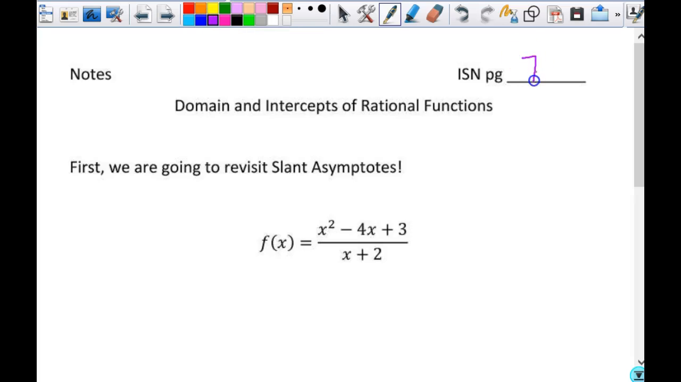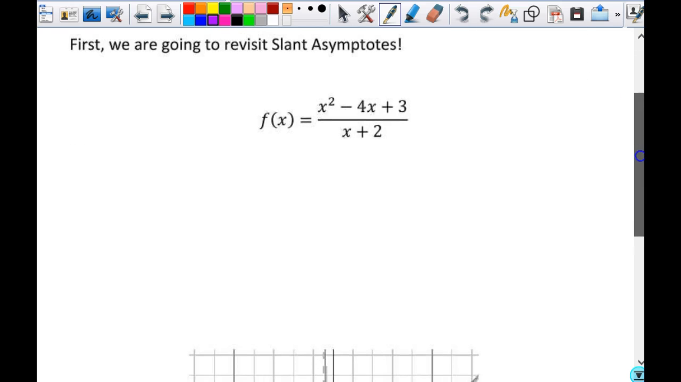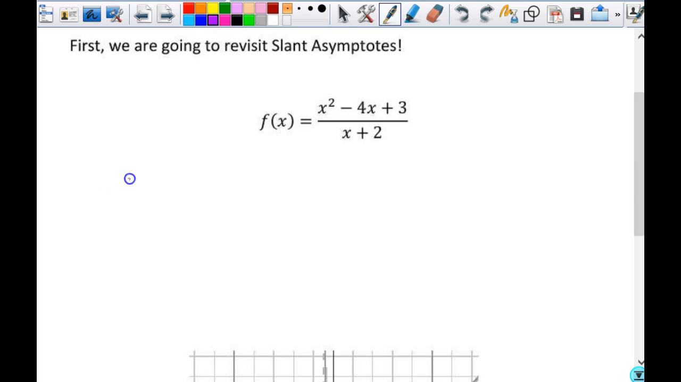So page 75. Before we talk about domain and intercepts, we're going to revisit the slant asymptotes. Here is a rational function that has some asymptotes to it. Let's figure out what all the discontinuities are. Can I factor the numerator? Yes. So f of x equals, and this is going to factor into x minus 1 and x minus 3, all over x plus 2.